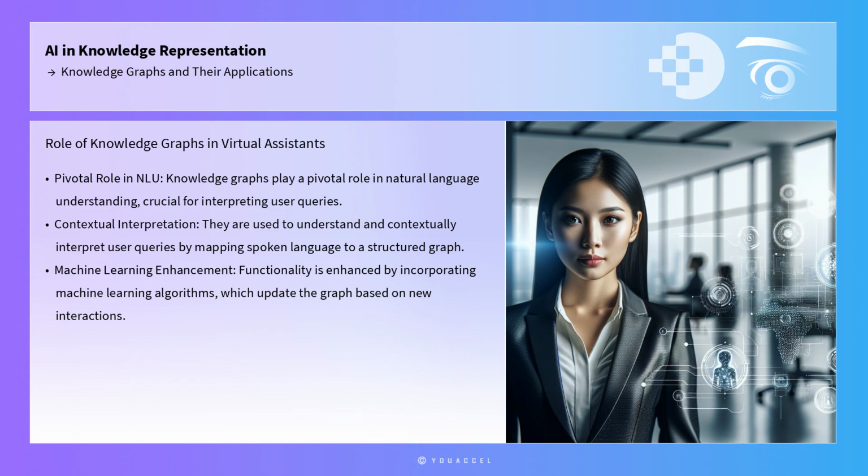Moreover, knowledge graphs play a pivotal role in natural language understanding. In virtual assistants like Siri or Alexa, knowledge graphs are used to understand and contextually interpret user queries. By mapping spoken language to a structured graph, these systems can infer the intent and provide relevant responses. This functionality is enhanced by incorporating machine learning algorithms, which continuously update the graph based on new interactions, thus improving the system's accuracy over time.